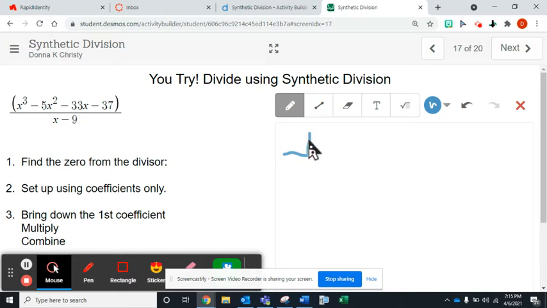So what goes in the shelf? Find the 0. Whatever makes this 0 is the opposite. So that's going to be 9. Then it says use coefficients only to set up. So I'm going to use all the coefficients in front of these variables. So I'm going to have 1, -5, -33, and -37.